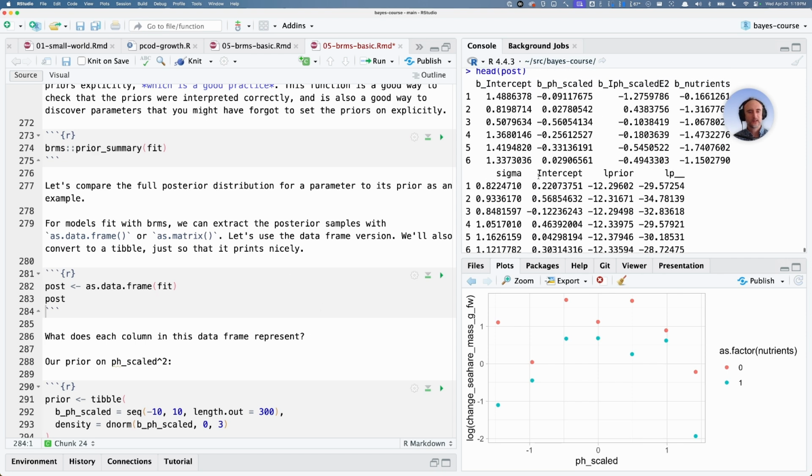Now I get a data frame that looks like this, and each one of my columns is a parameter, or sometimes a derived quantity here, like the log prior density and the log posterior density.